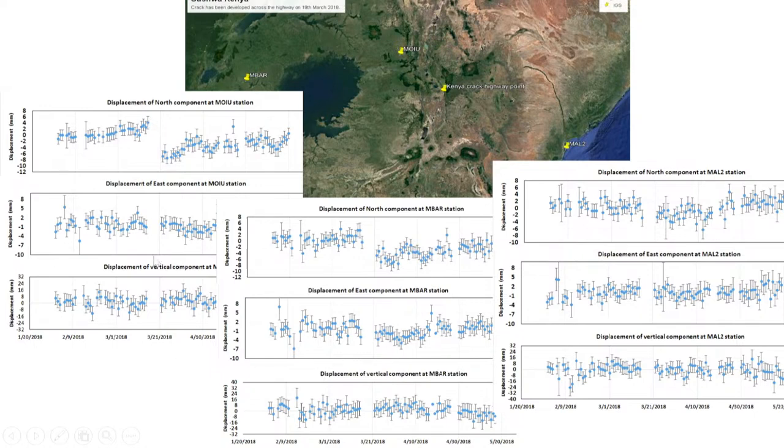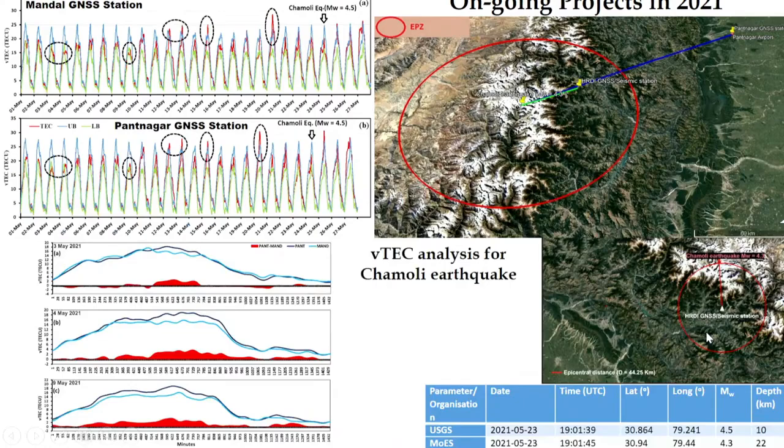And this is the co-seismic displacement of this fracture developed in the Kenya region in 2018, and you can see clearly the offset in the north component. So the maximum movement took place mainly in the north-south direction, and you can see this crack has moved mainly in the south direction. So that's why the displacement has gone in the south direction, and east movement is less, and vertical movement is also less in these stations.